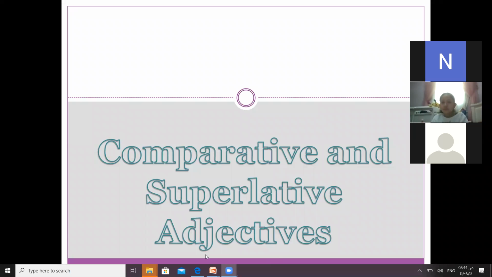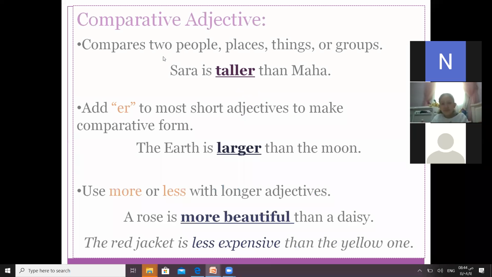Today we will study something called comparative. What do I mean by comparative? In comparative, we are comparing. And what do I mean by superlative? Also, we are comparing, but here we are comparing between two things, and there we are comparing between more than two things. Let's start with comparative adjectives.